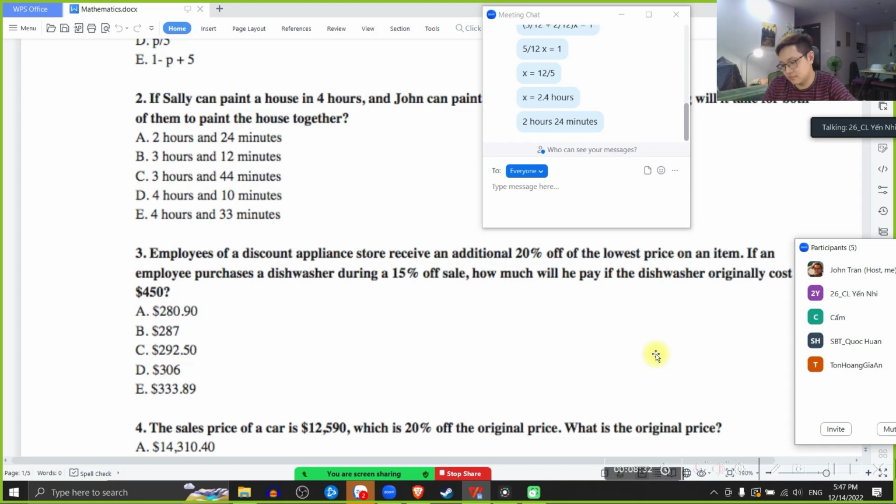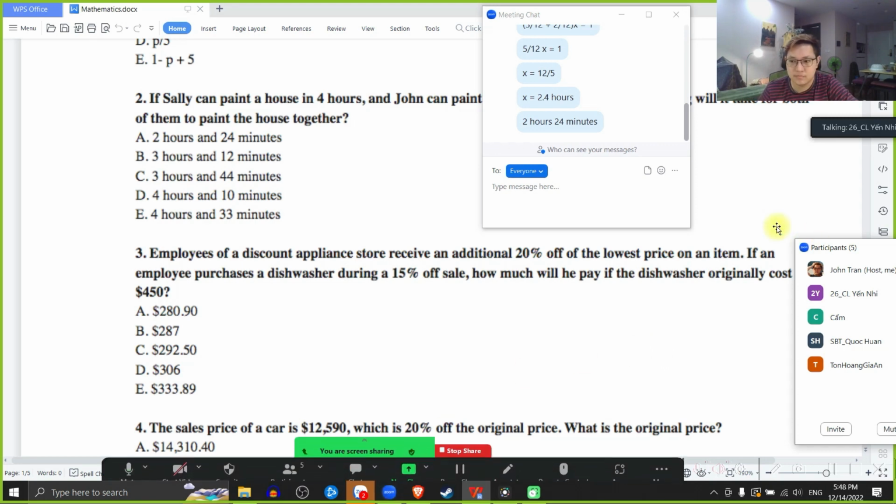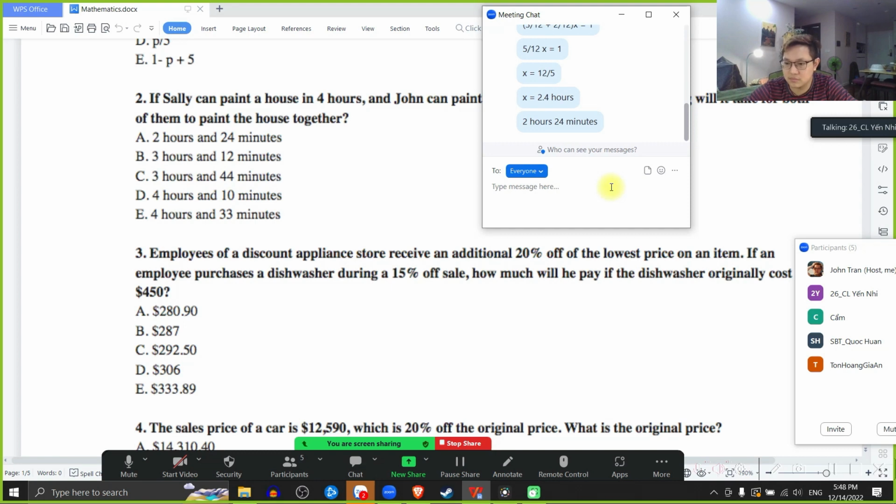If an employee purchases a dishwasher during a 15% off sale, how much will he pay if the dishwasher originally costs $450?